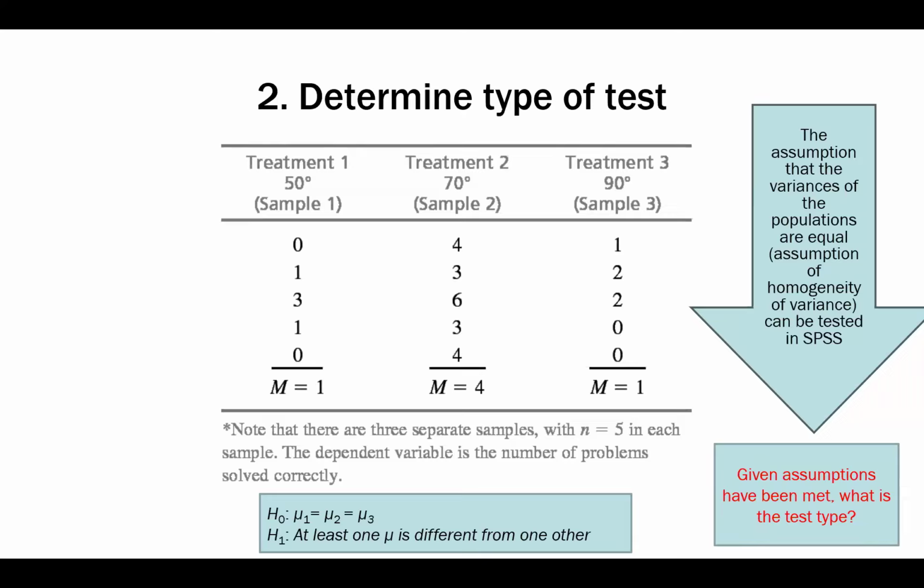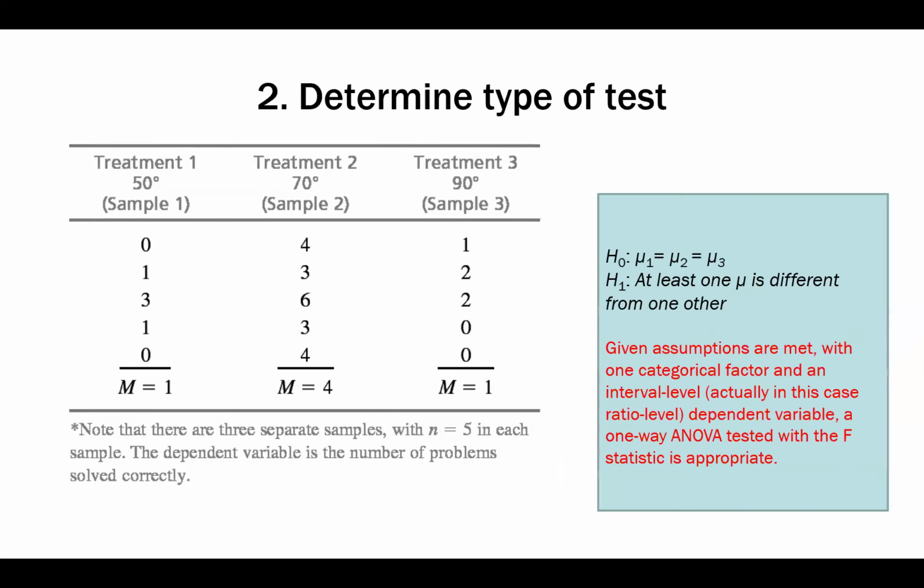Therefore, I'm given that assumptions are met. These are the kind of data for which the F-test is appropriate. So the F-test is appropriate. So now step 3.